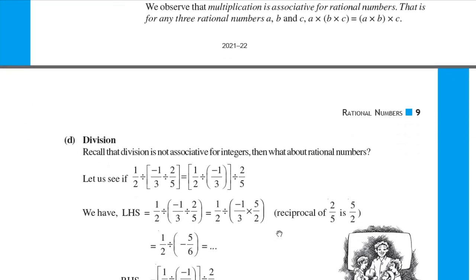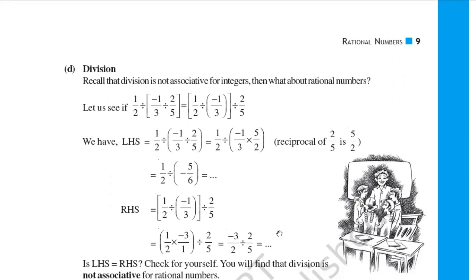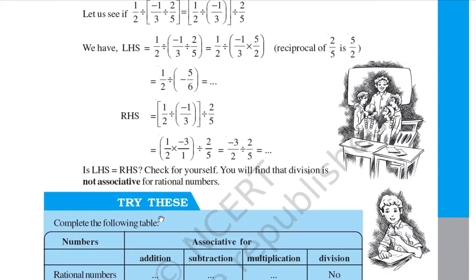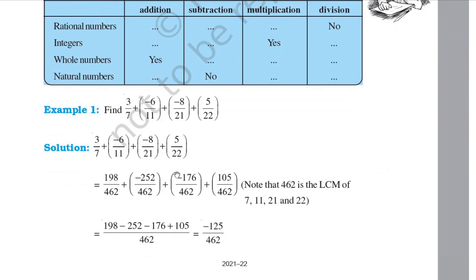Division. Recall that division is not associative for integers. Then what about rational numbers? Here also you will see that the answer will not be equal in this case. You can see here when we check the LHS and RHS, it will not be equal. So we see that it is not associative. There are examples also given here, so you can do the examples.